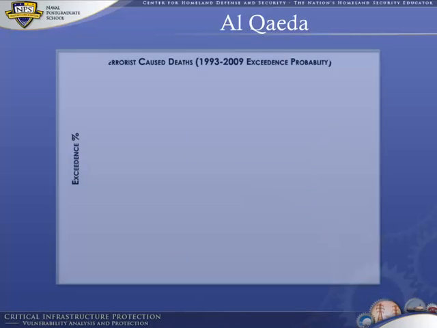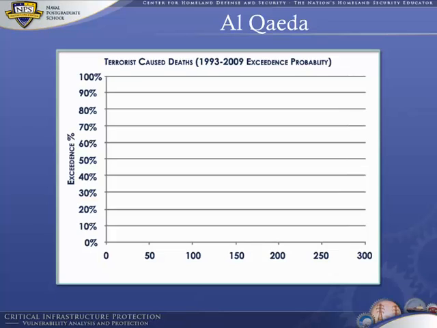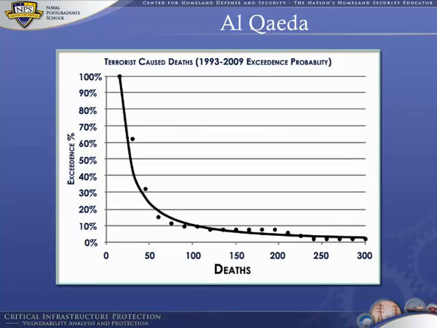Here is an example using known data on Al-Qaeda. Ever since the Al-Qaeda attacks on the United States in 1993, there have been a series of attacks around the globe with varying degrees of consequence. Our first step would be to plot these attacks as an exceedance probability curve, as shown here.